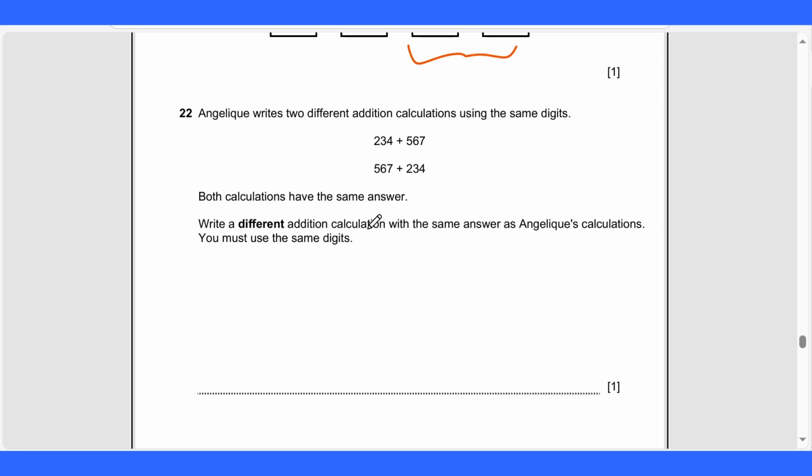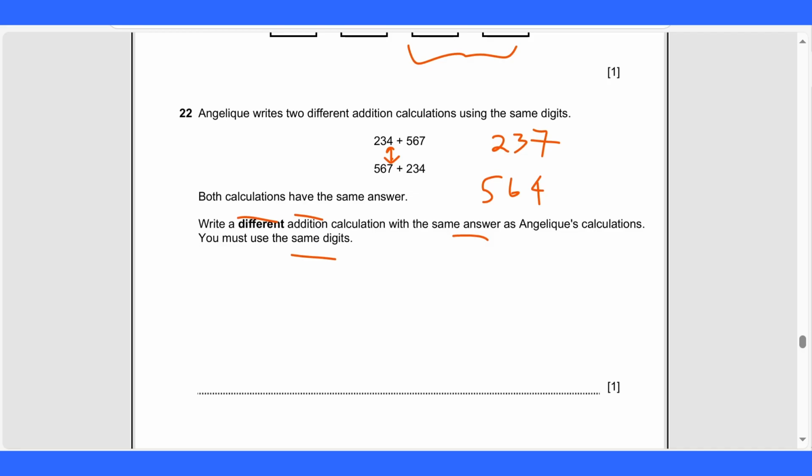Okay guys, you got your answer. Now same digits, different addition. So here we can see 2, 3, 4 plus 5, 6, 7 and 2, 3, 4 plus 5, 6, 7 have the same answer, right? So now a different addition calculation with the same answer. So we just have to exchange the digits. 4 and 7 we can exchange, so it becomes 2, 3, 7 plus 5, 6, 4.